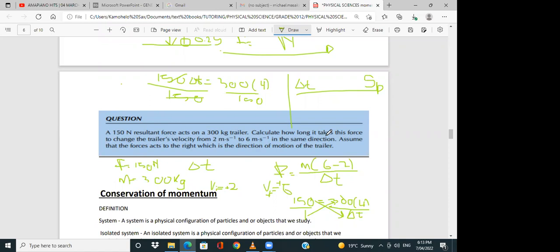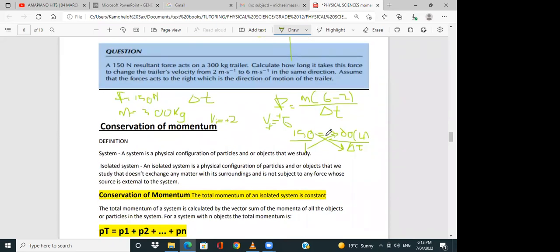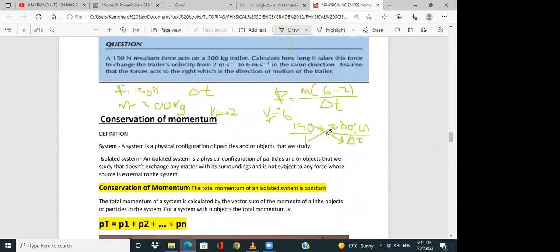Okay, so guys, next time when we meet, I'm going to be doing conservation of momentum with you guys.